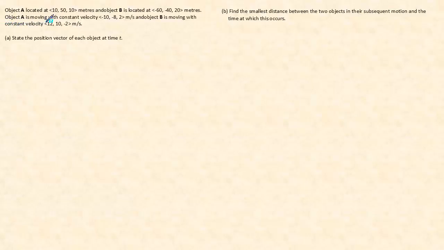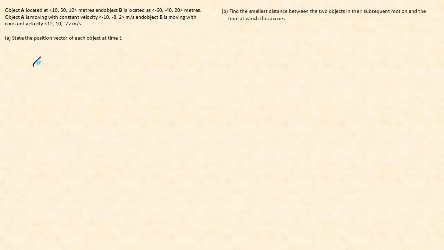Object A is located at (10, 50, 10) meters, and object B is located at (-60, -40, 20) meters. Object A is moving with constant velocity (-10, -8, 2) meters per second, and object B is moving with constant velocity (12, 10, -2) meters per second. State the position vector of each object at time t.